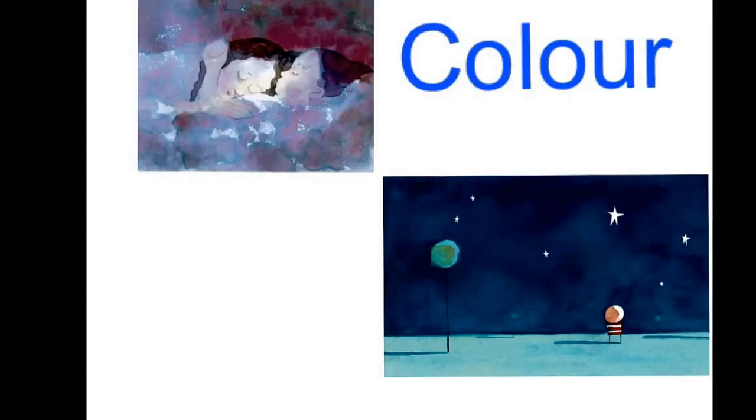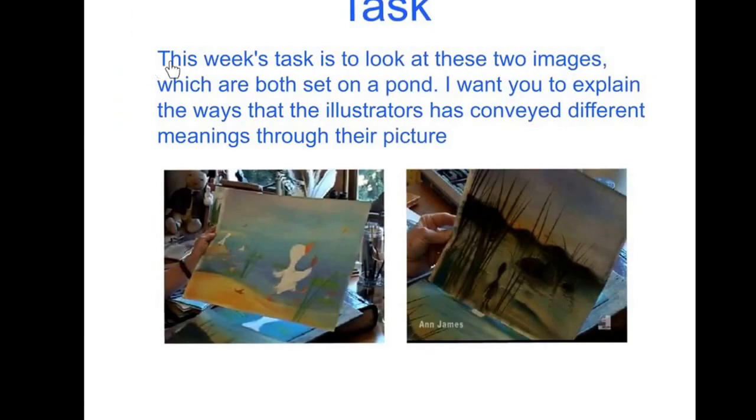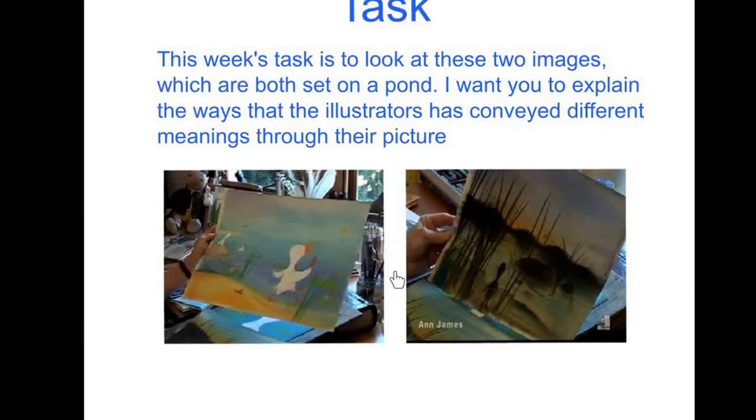Okay, so now for your task for this week. This week's task is to look at two images, which are both set on a pond, and I want you to explain the ways the illustrators convey different meanings through their pictures. So here we have a picture of a duck walking near a pond, done by one illustrator, and here we have a picture of some sort of duck character down near a pond as well. Talk about the two different images and which visual literacy techniques convey different meanings through these pictures.